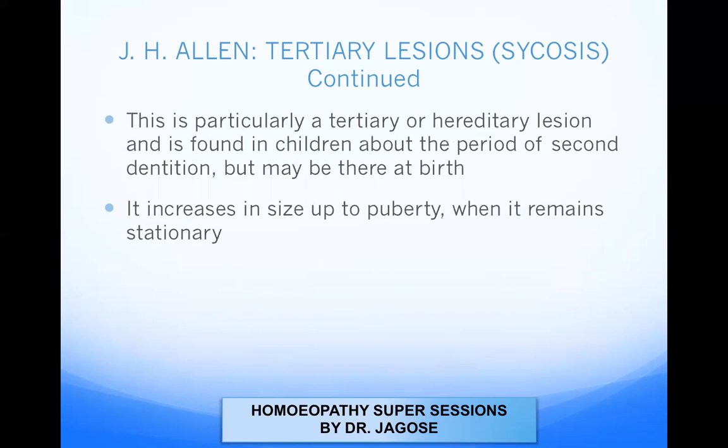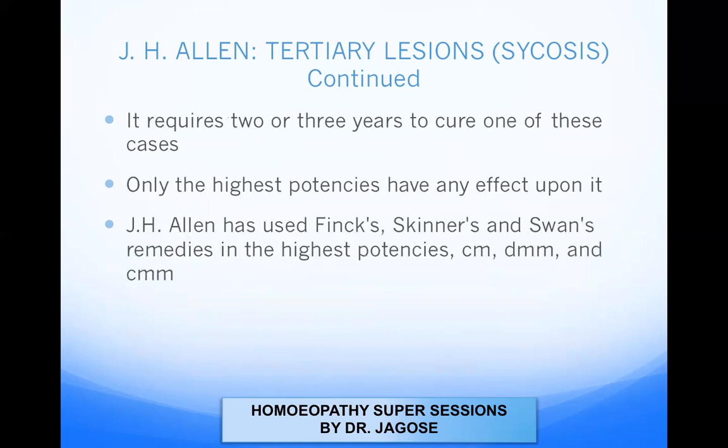This is particularly a tertiary or hereditary lesion and is found in children about the period of secondary dentition, but it may be at birth. It increases in size up to puberty, where it remains stationary. It requires 2 to 3 years to cure one of these cases. Only the highest potencies have any effect on it. So J.H. Allen says that he has used Finke, Skinner's, and Swan's remedies in the highest potencies, CM, DMM, and CMM with good results.